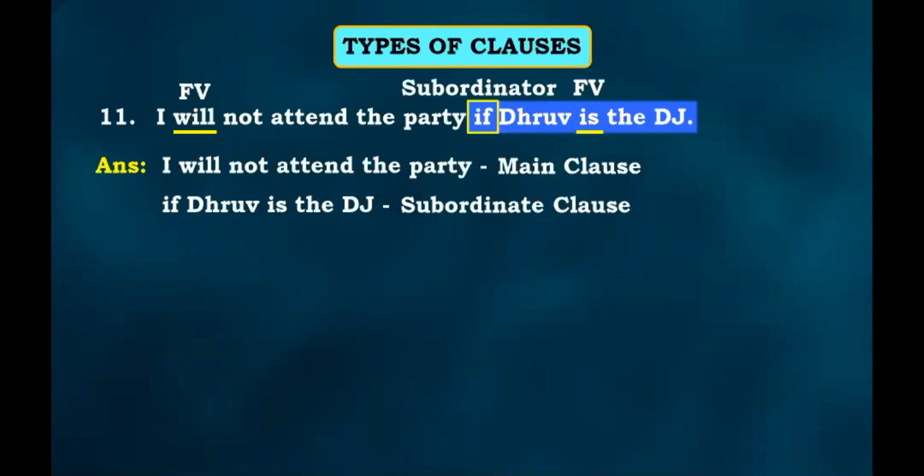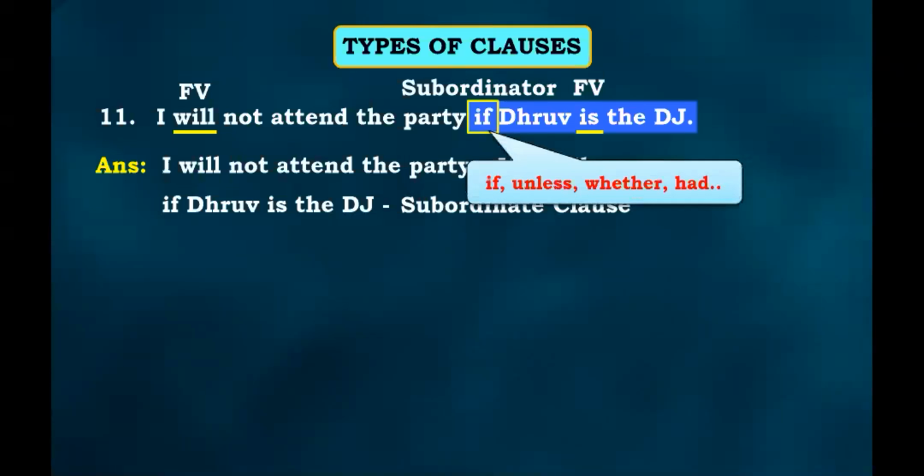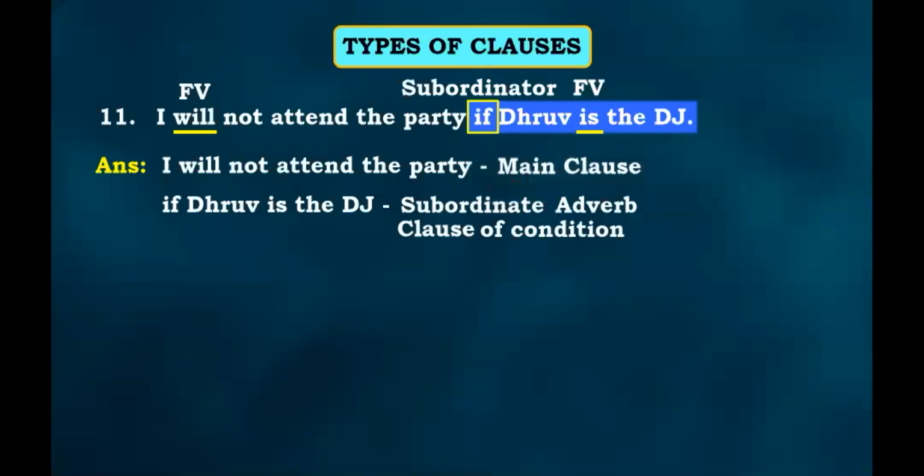Very clear with this? If you go out, I will give you a reward. Very clear with this? So there is a condition to get a mobile phone. There's a condition to get a reward. So here, when the subordinators are if, unless, whether, then I have subordinate adverb clause of condition. Very clear with this? This was very easy. Condition hota hai. You will get a mobile phone if you pass the examination.